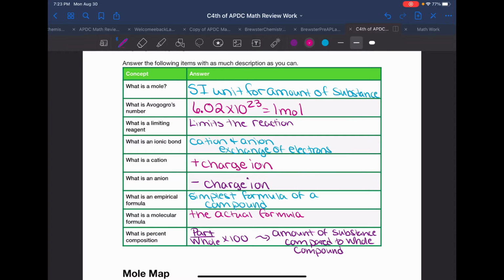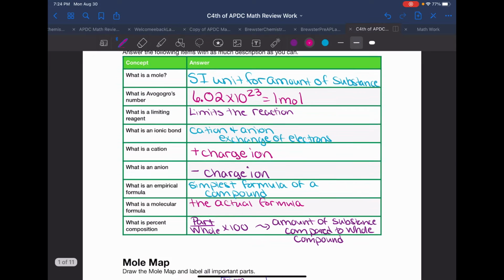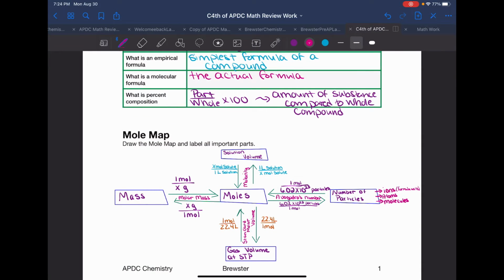The first part is definitions. Just make sure yours basically looks kind of like mine. I try to simplify mine to a working definition that I can recall very quickly. The mole map, I gave that to you in your folder on your Schoology. Here it is written out, and it's just there to remind you how to go from one spot to the next spot. Okay?